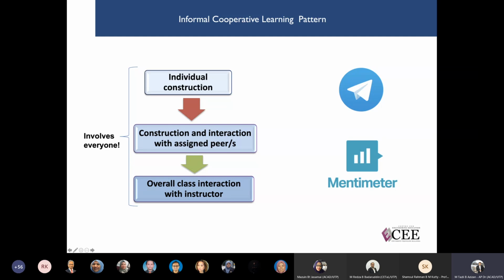But I would like to highlight here as well that whenever we use this kind of online active learning, three things still appear. First of all is individual construction, where the students need to have their own time to think before they respond to us. That is one thing. The second one is construction and interaction with assigned peers. So this is where we need to think a bit creatively. How do we allow the students to pair up to discuss certain things before they share in the overall class interaction with the instructor?